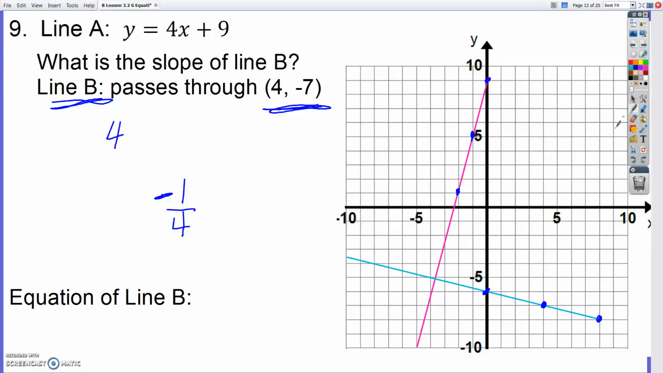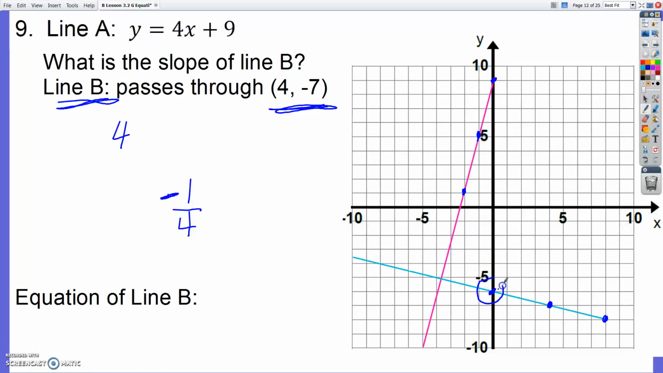You want to look for your y-intercept, which is this point right here. So the equation of the line is y equals an inverse slope, which is negative 1/4 x, and you want to look at your y-intercept, which is negative 6.